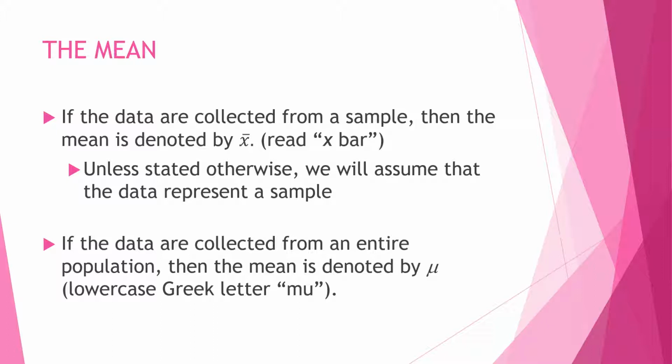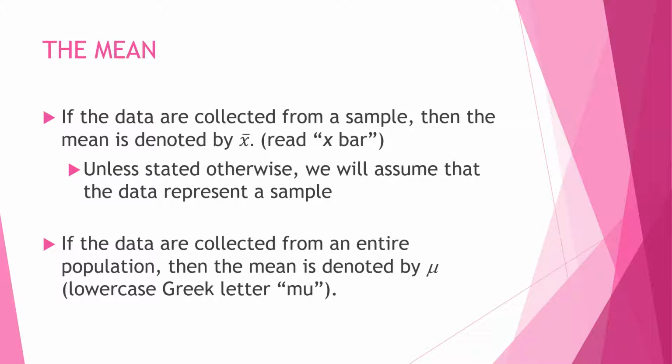Now let's talk about some symbols that you'll need to be able to recognize. The first bullet point here is the most important symbol, and then the second bullet point at the bottom is just for you to know for whenever you go into your statistics class. That's what class most people will go into after this class. It says if the data are collected from a sample, then the mean is denoted by x bar. So it's x with a little line over it. And in this class, unless we state otherwise, we will always assume that the data represent a sample. A sample is a subset of a population.